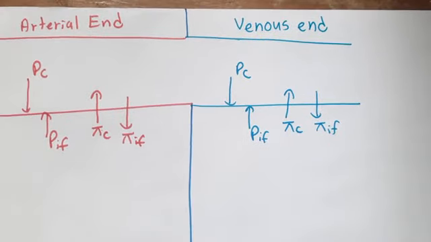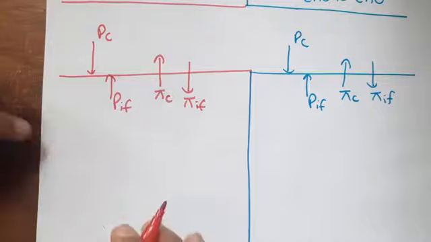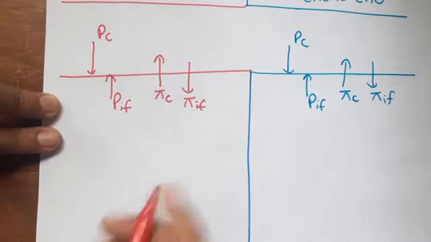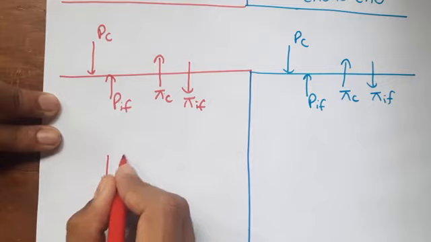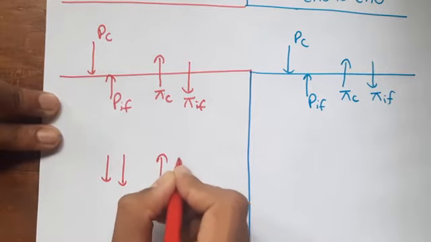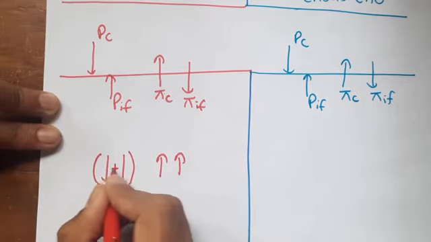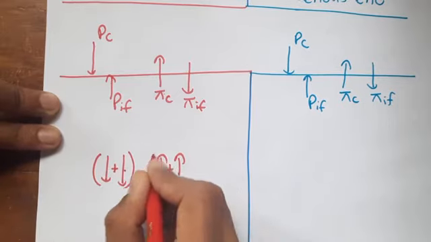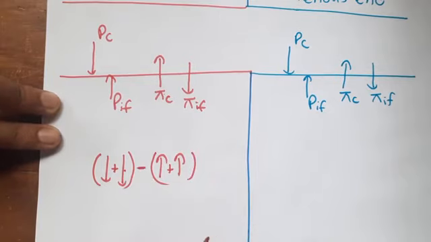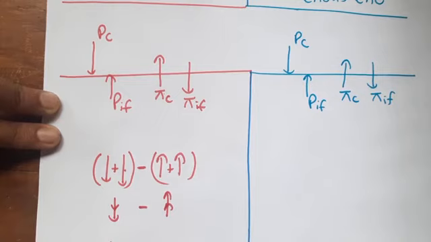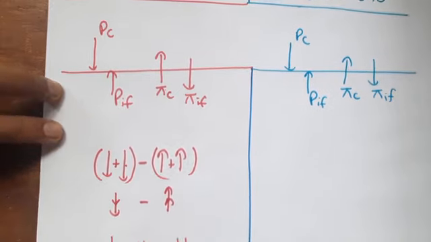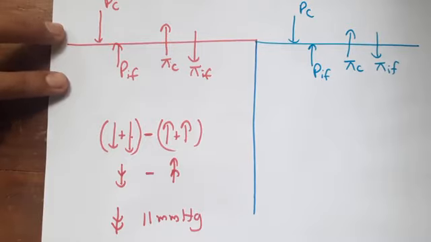Now in the arterial end, we have to find the net value, or net filtration. There are two downward forces and two upward forces. We sum the two downward forces, subtract the two upward forces, and find the net value. The net value is downward, 11 millimeters of mercury. I am not going to add any values, this is simply the value we get.